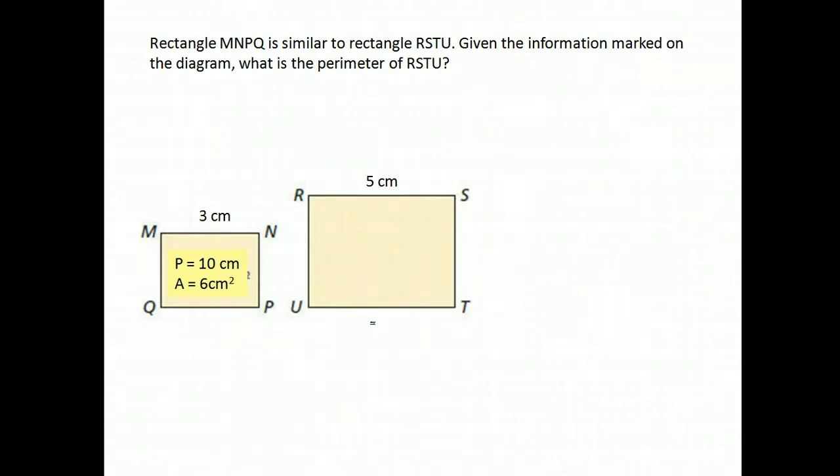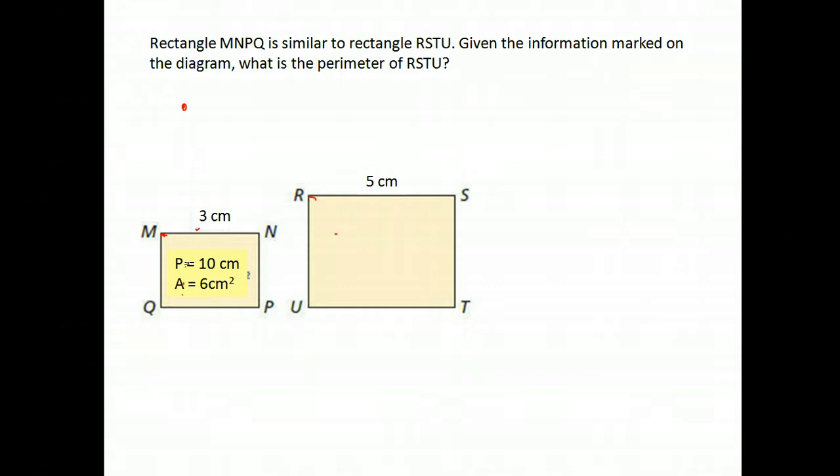Alright, here's another application. This one also looks very complicated, but let's break it down and see what we can do. It says rectangle MNPQ, this rectangle over here on the left, is similar to RSTU on the right. Given the information marked on the diagram, what's the perimeter of RSTU? Well, what's marked on the diagram? They tell us the perimeter and the area of our smaller rectangle, and they tell us the length of one side of each of them.